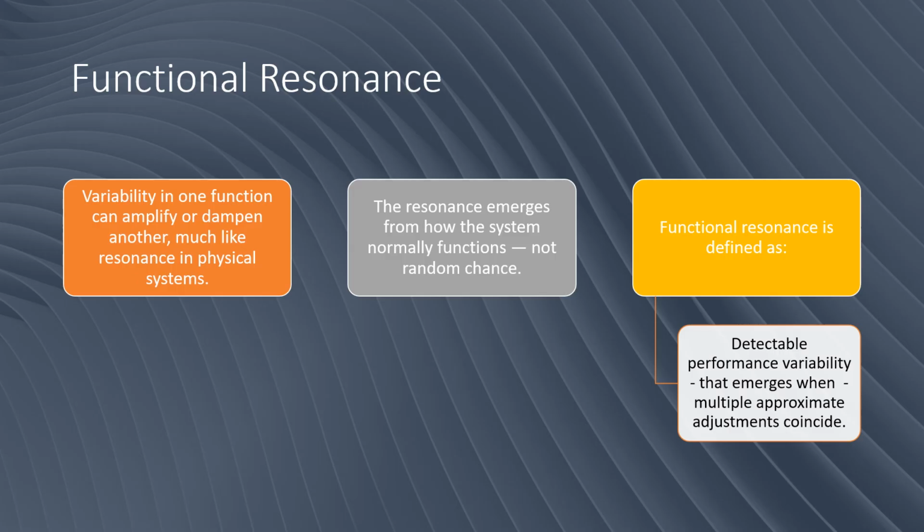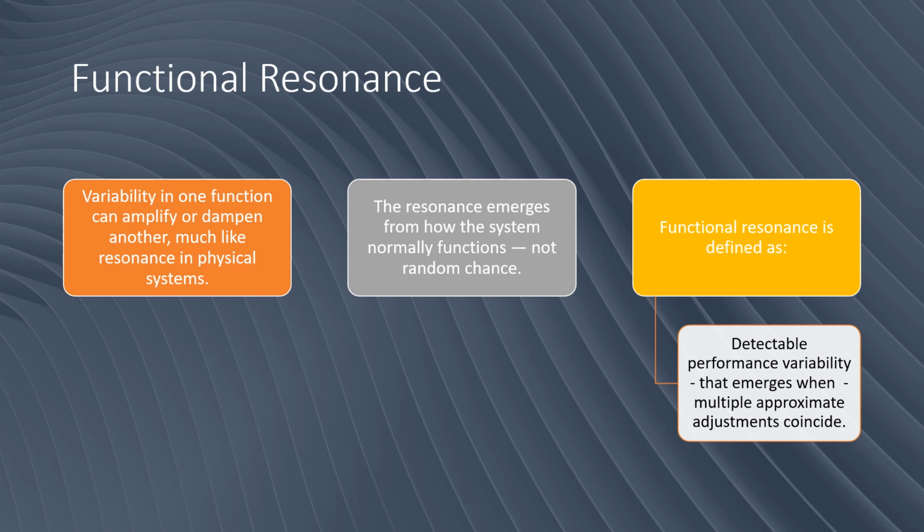The key principle to FRAM is functional resonance. That is, variability in one function can amplify or dampen another, much like resonance in a physical system. These variabilities can combine unintentionally to produce amplified and emergent effects. The resonance emerges from how the system normally functions, not necessarily failure, not random chance. It reflects acceptable internal behavior, not noise. Functional resonance is formally defined as detectable performance variability that emerges when multiple approximate adjustments coincide.